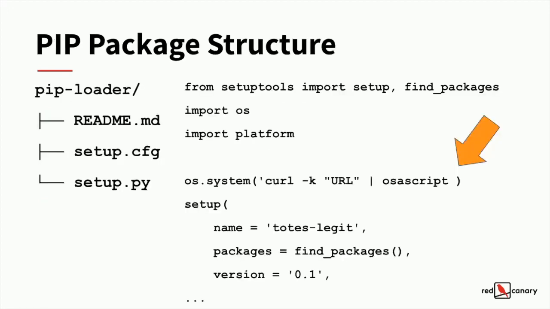Structure usually looks something like this. Over on the left-hand side, setup.py. It's literally the only code that we need in there. We don't have to have an entire code library. We don't have to have anything else. All we really need is just this bare bones structure and an os.system command, and we can get code execution.